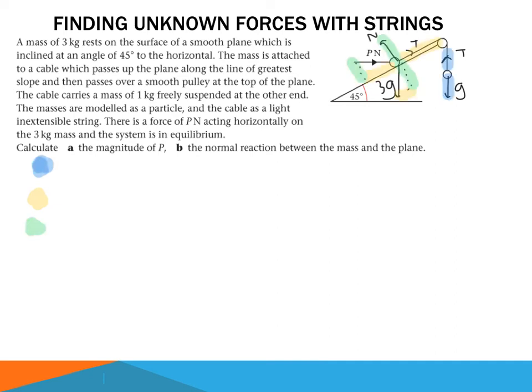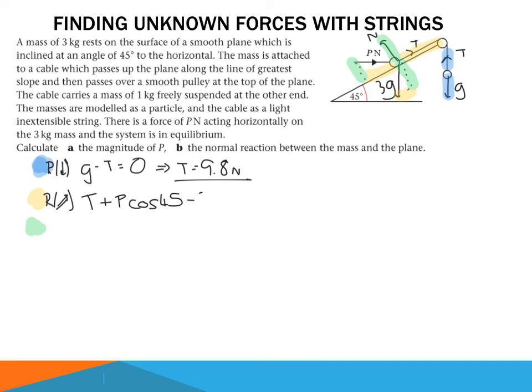Okay, so now that everything's highlighted on the diagram, I'll start off with my blue equation and I'll resolve downwards for that, giving me G minus T is equal to 0, so straight away that tells us that the tension in the string is 9.8 newtons. Yellow equation now will resolve up the slope, so we'll have T plus P cos 45, because P is also forcing it upwards, minus 3G sine 45 is equal to 0.